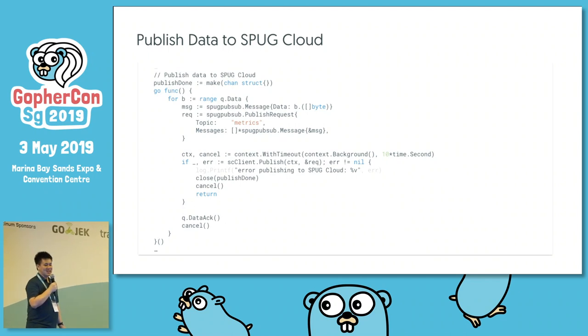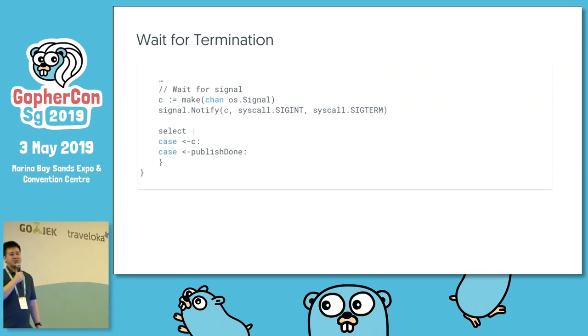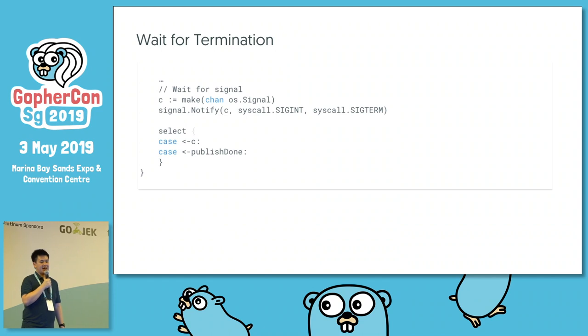Then if the publish is successful, we will send a positive acknowledgement to the persistent queue so that the data can be removed from the persistent queue. Finally, we just let both Go routines run, and we wait here for the termination.